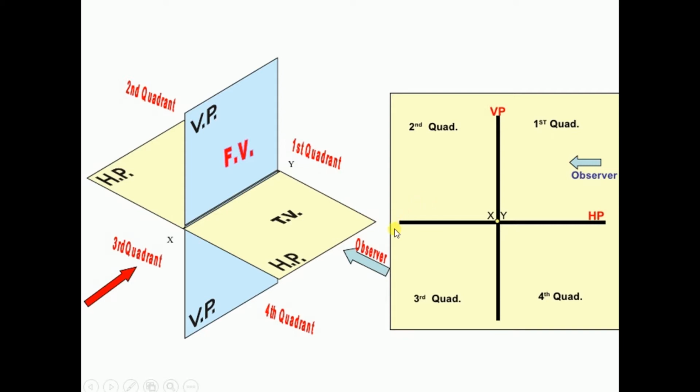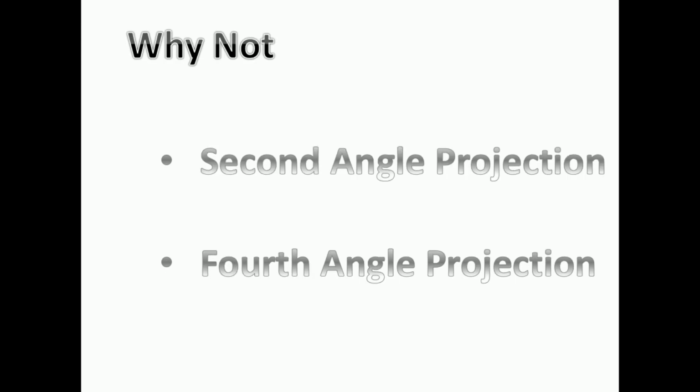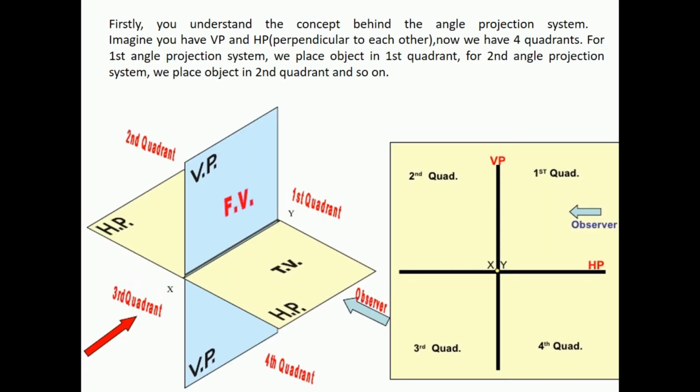So we consider a horizontal plane and vertical plane, and a top view and front view in the first quadrant, and the third, fourth and second quadrants. We normally use first and third quadrant only. Why are we using first and third quadrant, or first angle and third angle projection? Why are we not using second and fourth angle projection?